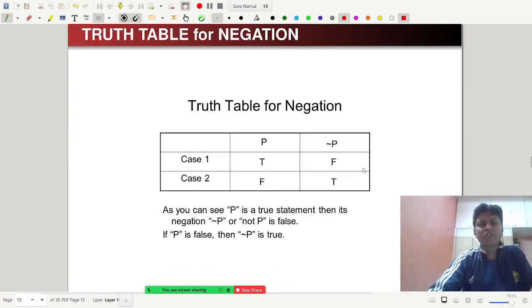The truth table for negation is very easy because you have P as a statement. If P takes the truth value, negation P will be false. If P takes the false value, negation P will be true.